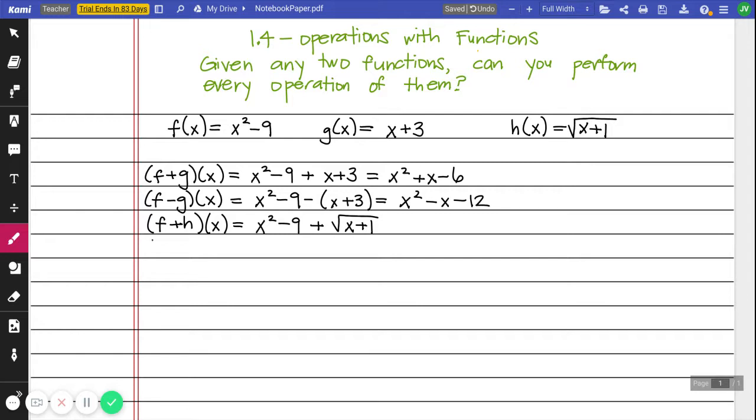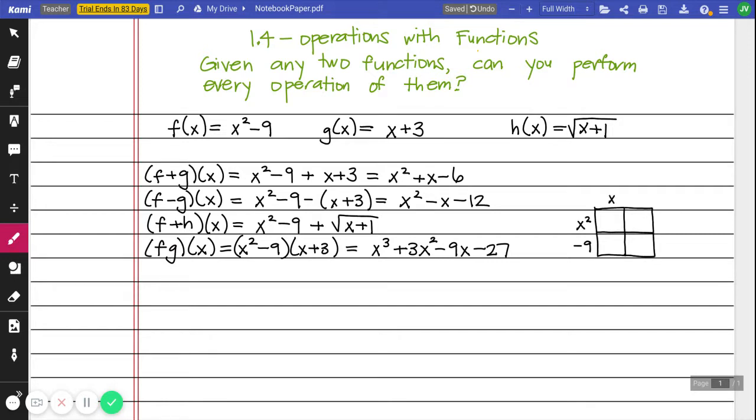Then you practiced some stuff with multiplying. f times g of x is x squared minus 9 times x plus 3. There are a lot of different ways to attack that, with the result of x to the third plus 3x squared minus 9x minus 27. We just multiply them. If you like something called the box method, I'm going to set up a 2x2 box because each of those functions has two terms. It feels a lot like lattice from when you were a smaller mathematician. Then you can look for like terms in here. We didn't have any, but if we had, that's where we would have spotted them. So that's multiplying.